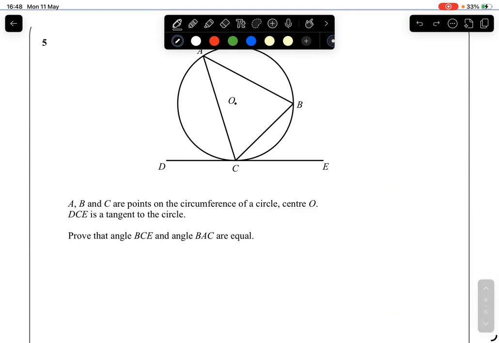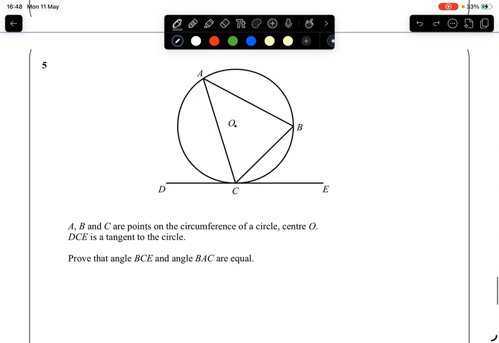A, B and C are points on the circumference of a circle, centre O. DCE is a tangent to the circle. Prove that angle BCE and angle BAC are equal. So let's identify these angles, BCE and BAC. Here we're essentially being asked to prove the alternate segment theorem.